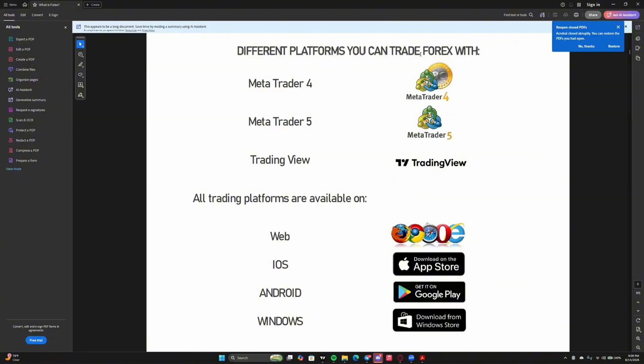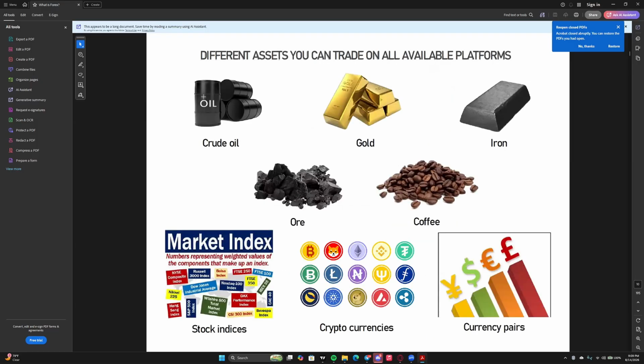So we have the different platforms you can trade. You obviously have downloaded MetaTrader 5 and TradingView from any of these websites or app stores. I explained the different assets we trade in the forex market. You have crude oil, which is a commodity. You have oil, which is a commodity. You have coffee, which is a commodity. Gold and iron are both metals.